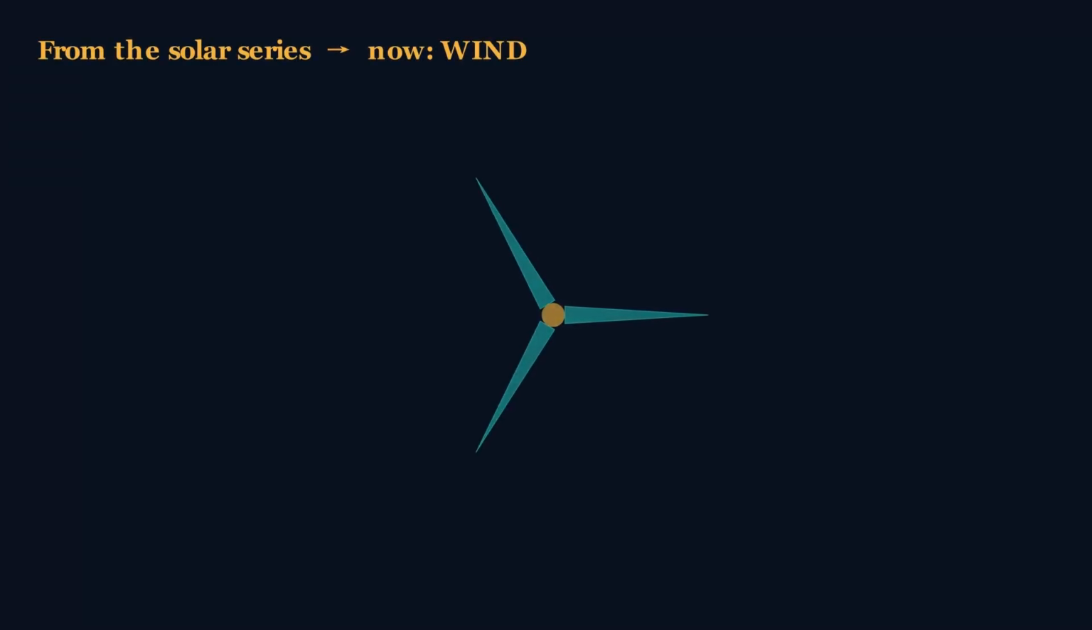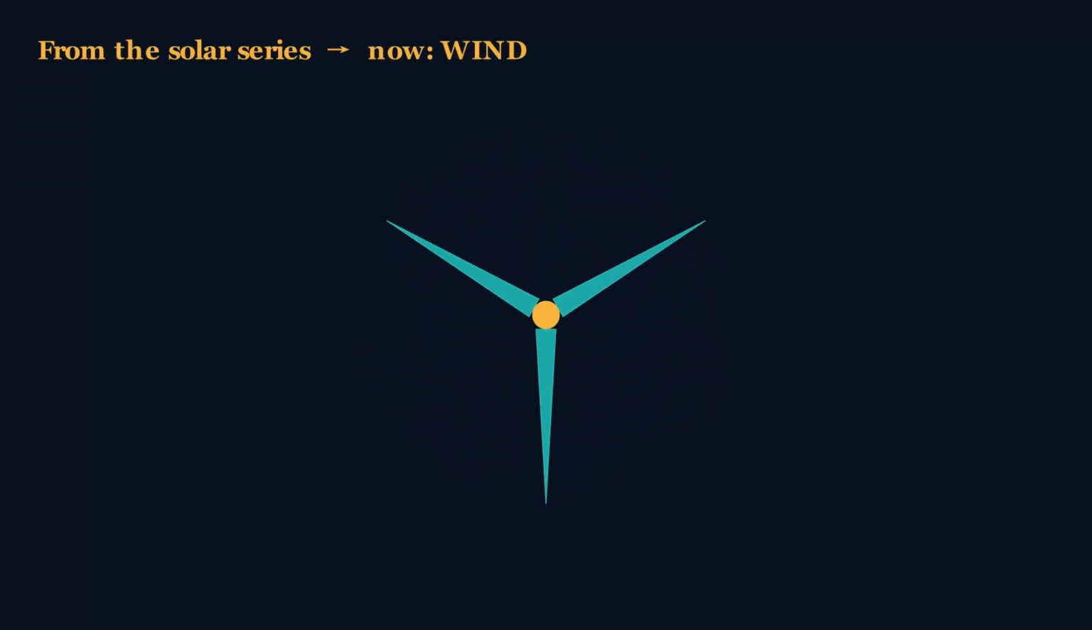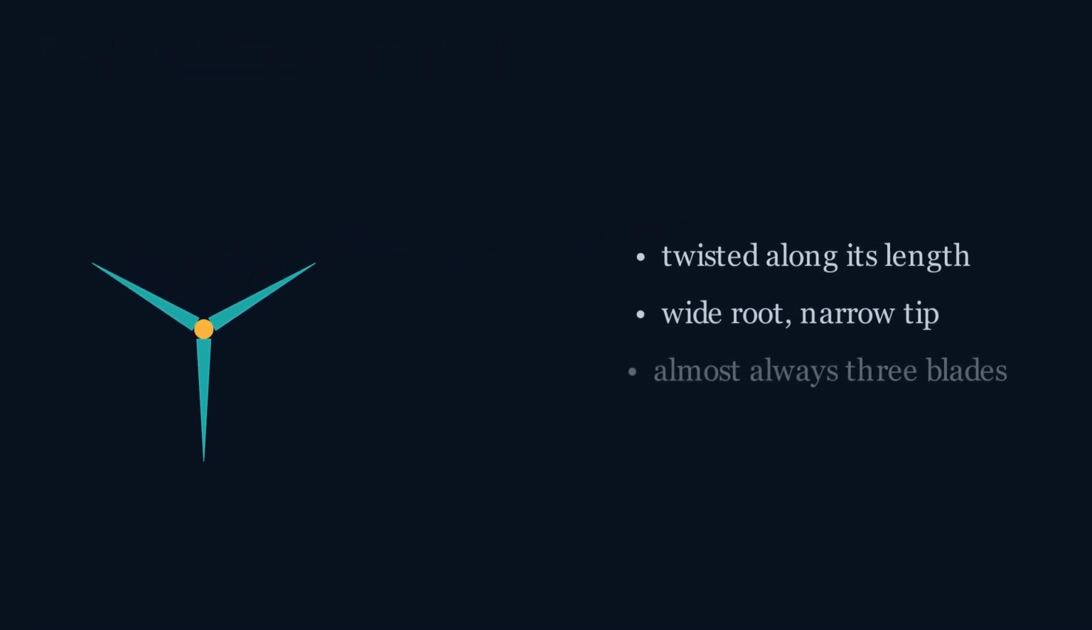We've spent 2 videos in the sun. Now we turn to the wind. And we start with a question you've probably never stopped to ask: why is a wind turbine blade shaped the way it is? Look closely and a blade is strange. It's twisted along its length. It's wide at the root and narrow at the tip. And almost every large turbine has exactly 3 of them.